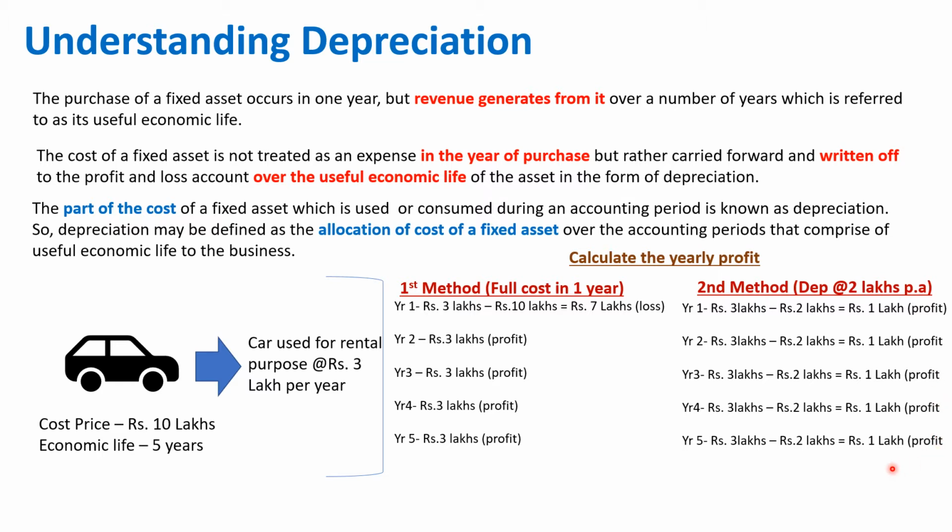Now the question arises, which is allowed as per the accounting standard? The first method is not allowed, because the car is a capital expenditure, so you can't adjust it with the revenue directly in the first year. The second method is allowed because the proportionate cost has to be adjusted with the revenue and should be derived for profit purposes.